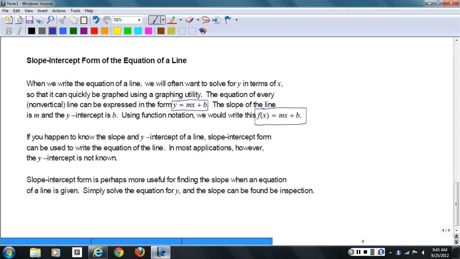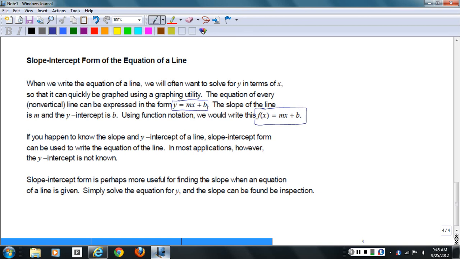All we have to do is pick up the y and think of a good name for a function, f, g, h, something like that. Replace the y with the f of x function notation, and then we've got ourselves a linear function, f of x equals mx plus b. So that's one good example of usefulness of slope-intercept form.